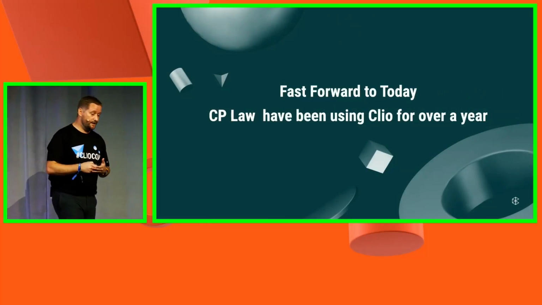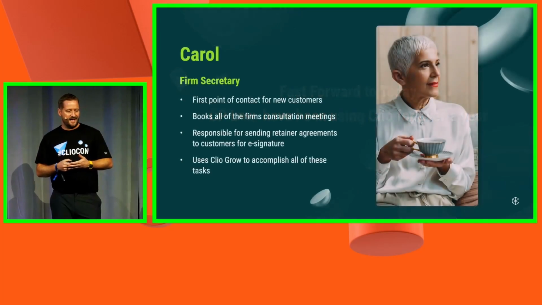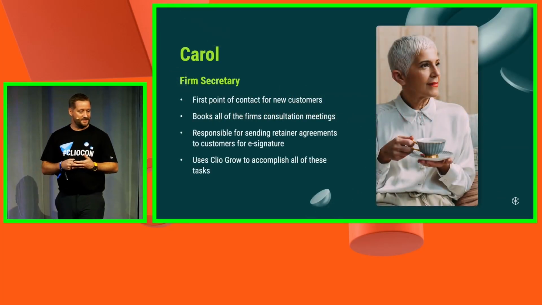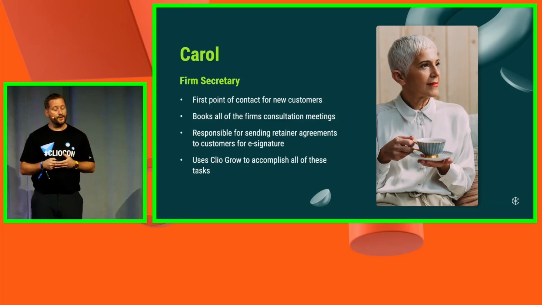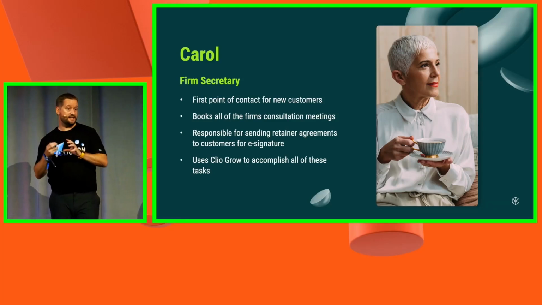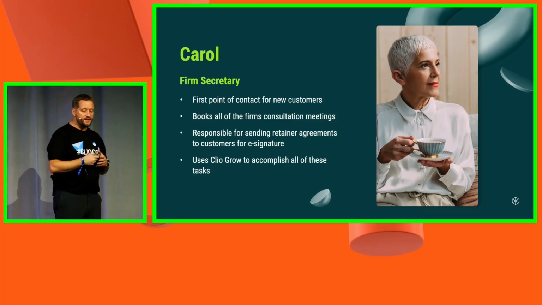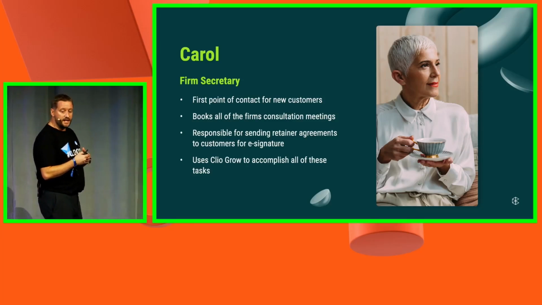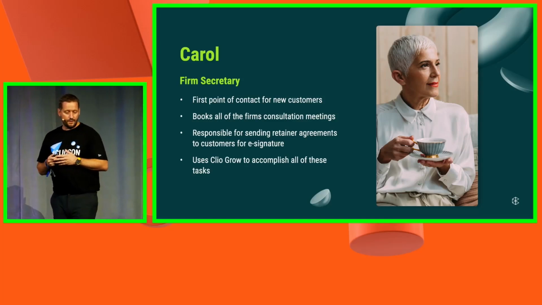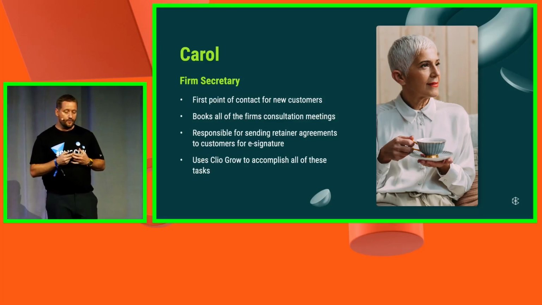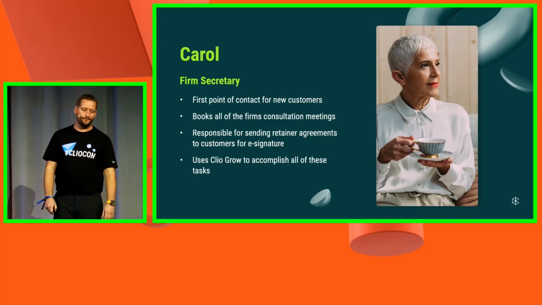We're getting back into that time machine, so let's move forward to today and see how the firm has fared. As we can see here, Carol now is the first point of contact for her new customers. She's now using the intake form over in Clio Grow. She books all the firm's consultation meetings with the Clio Scheduler feature in Grow. And she's also responsible for sending retainer agreements to customers for e-signature. Again, she simply uses Grow at this point.